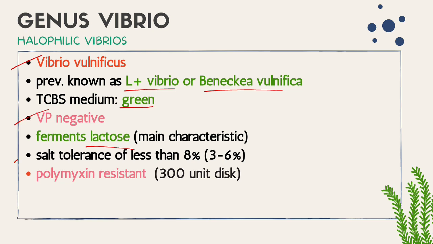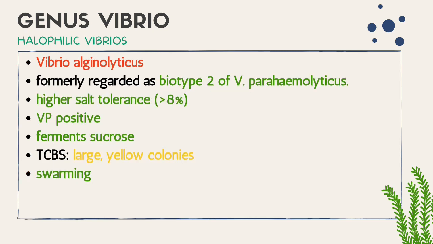They can also tolerate salt less than 8%. So nasa range sila ng 3 to 6%, but still they are halophilic or they require salt to grow on a particular agar. So for polymyxin B, they are resistant just like your El Tor biotype of Vibrio cholerae. So next halophilic Vibrio is the Vibrio alginolyticus.